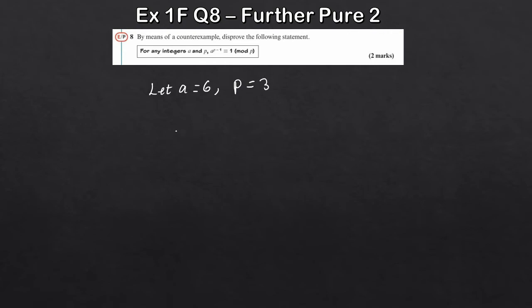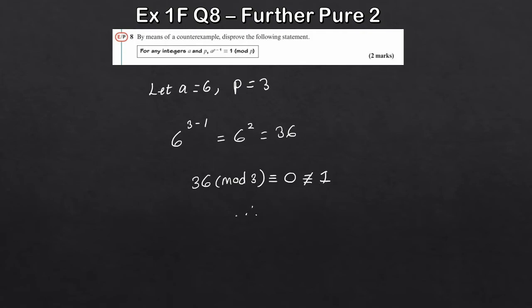So if we write this out now, this is 6 to the 3 minus 1. Well, that's 6 squared, which is equal to 36. So if you take 36 mod P, so 36 mod 3, what would we get? Well, 36 is actually in your 3 times table, right? So it's going to be congruent to 0. It's divisible by 3. So this is congruent to 0, which is quite clearly not congruent to 1. Okay? So therefore, we have disproved the statement.